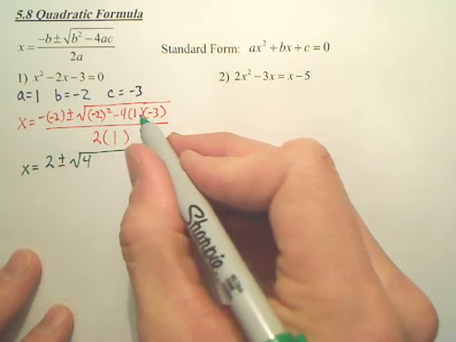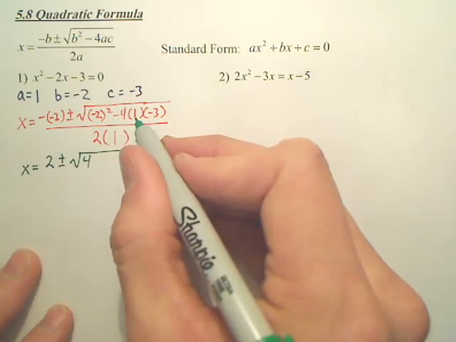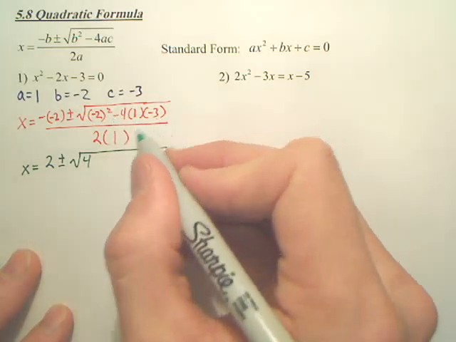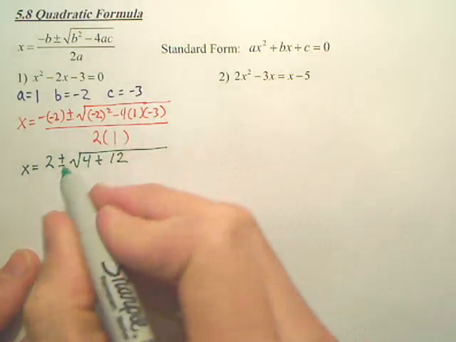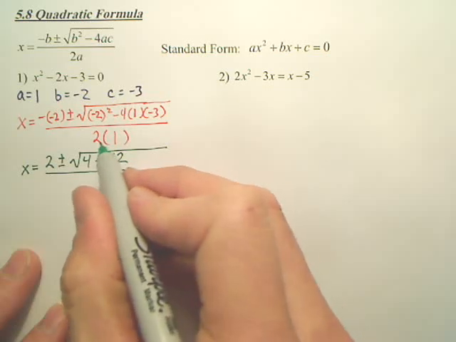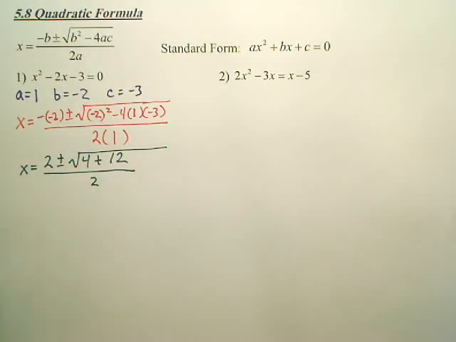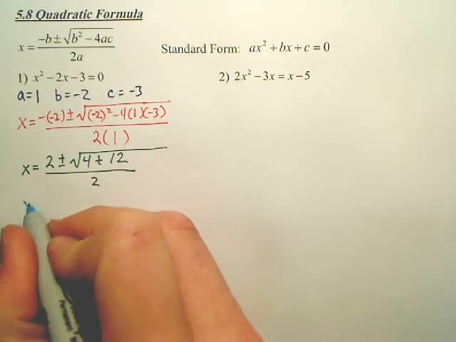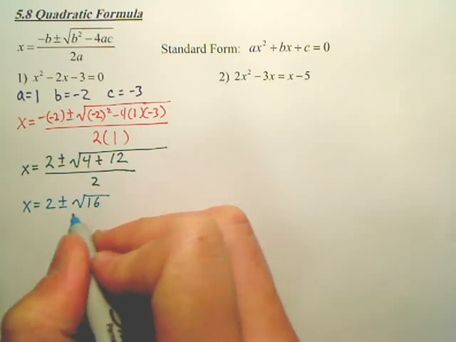And then negative 4 times 1 times negative 3. Think of that as a negative 4. So negative 4 times 1 is negative 4. Negative 4 times negative 3 is positive 12. And the bottom here is 2. Alright, simplify what's in the square root. It looks like we're going to have 2 plus or minus the square root of 16.